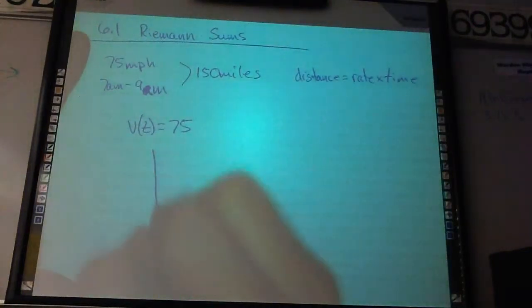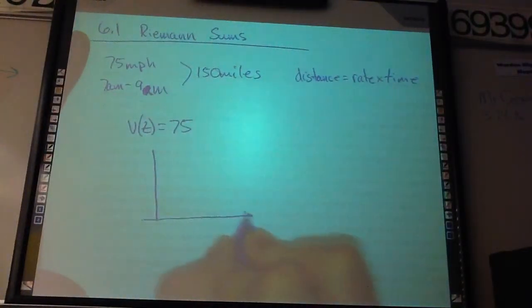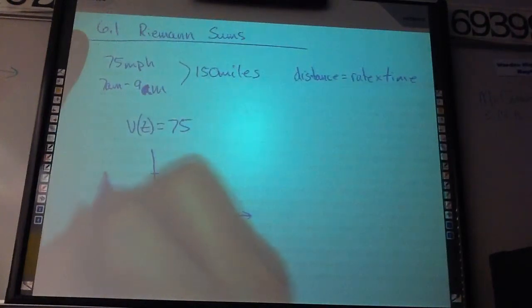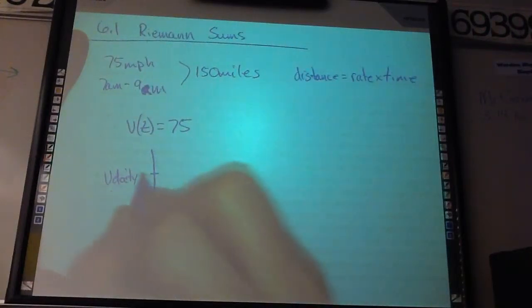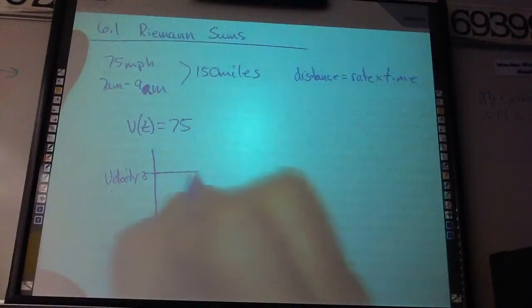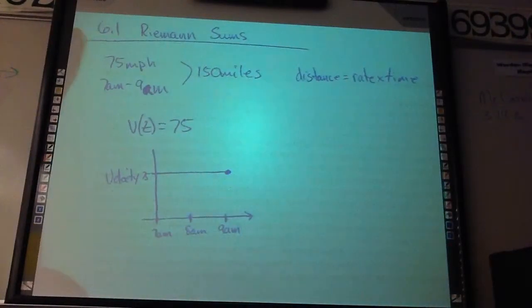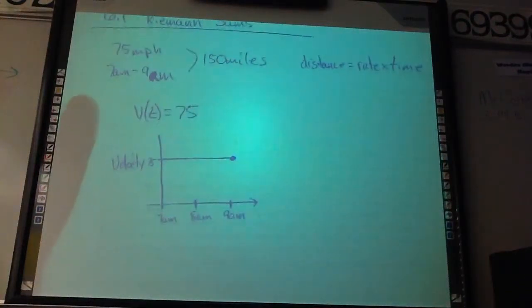So my graph would look something like this. I'll start right here with 7 a.m. Here's 8 a.m. Here's 9 a.m. Here's my velocity. It's 75, and it's just constant, and then the train stops.